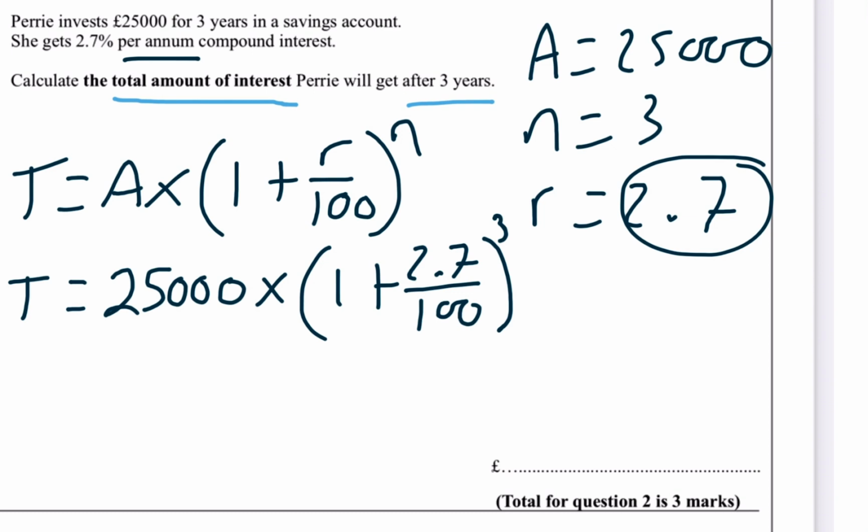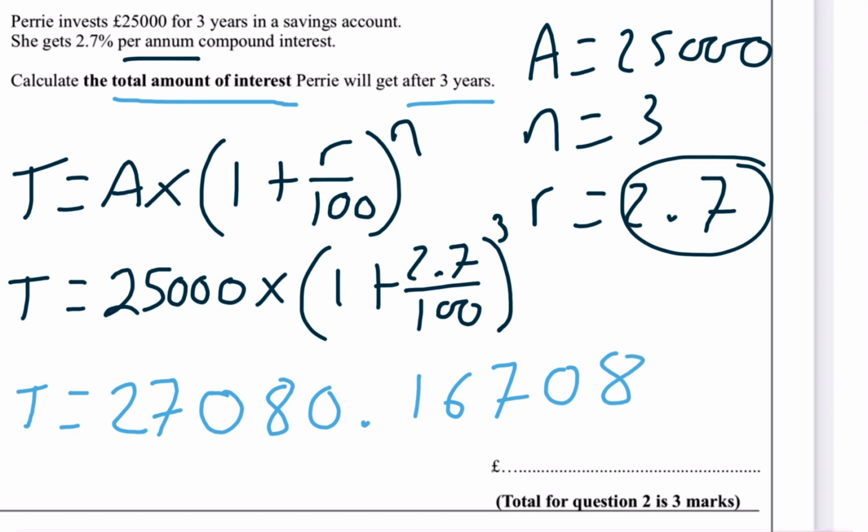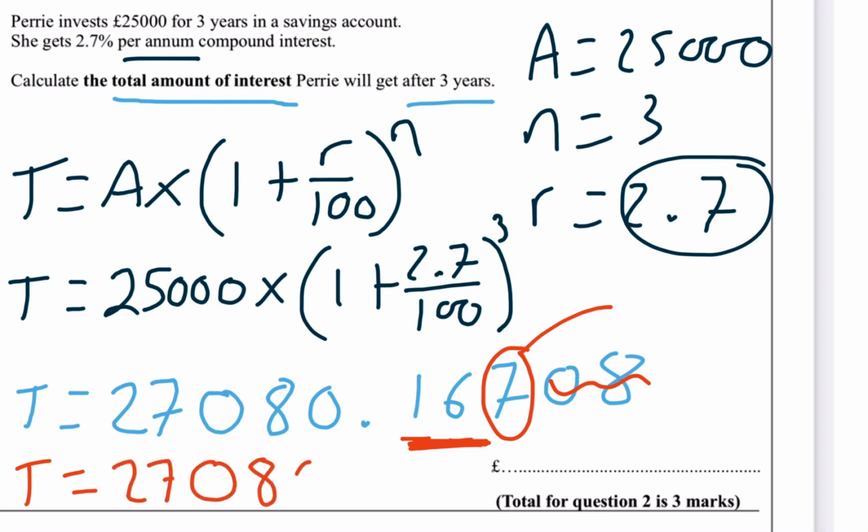So I managed to get an answer of T is equal to 27,080.16708, and because this is money, it is to do with 2 decimal places, so we underline the first 2 numbers after the decimal point and circle the third number. We don't need the rest. So because the 7 is 5 or above, the 16 therefore is rounded up. So therefore T is equal to £27,080 and 17 pence.